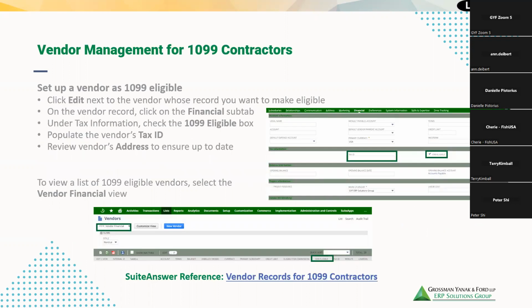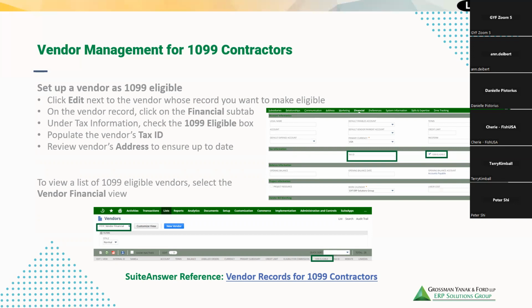So for setting up vendor management in NetSuite for 1099 contractors, on the vendor record itself, you can navigate to the financial subtab of the vendor record. There is a specific area for tax information where you can flag a vendor as 1099 eligible, along with including their tax reference ID for the different clients or companies.